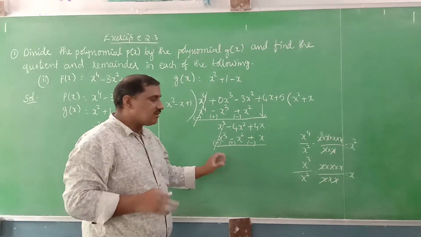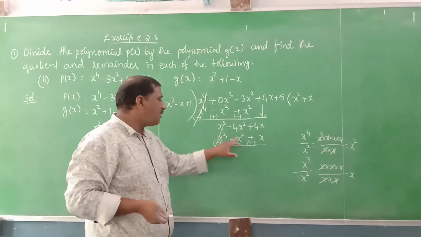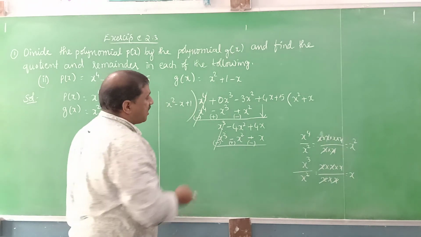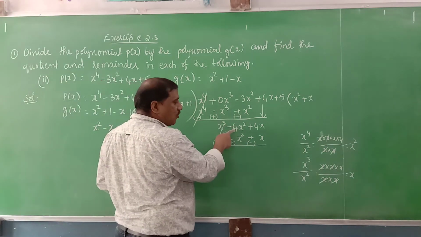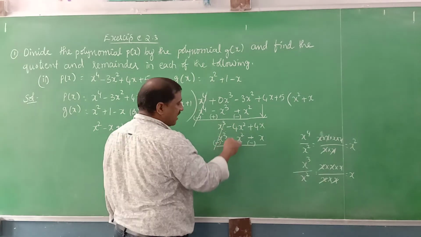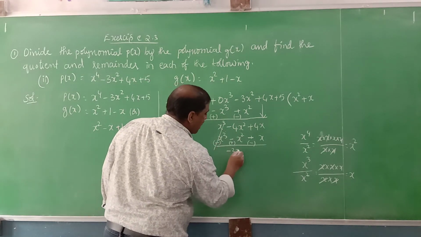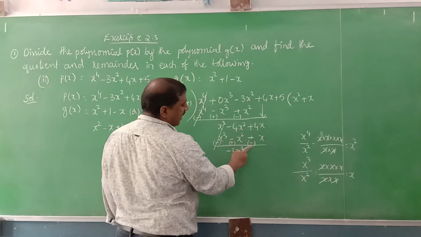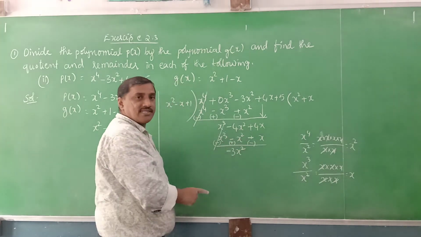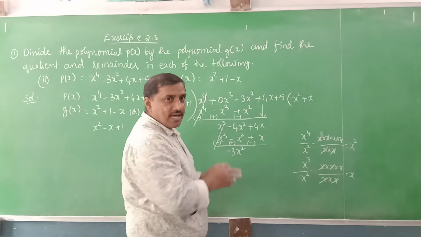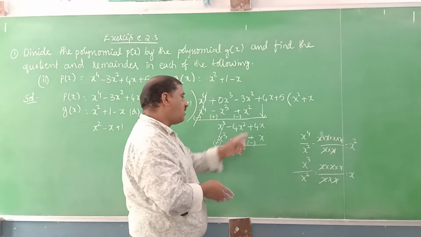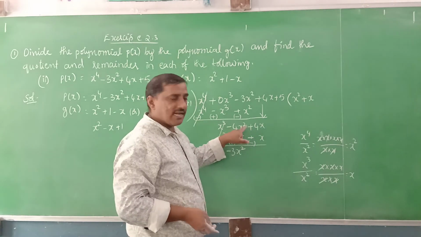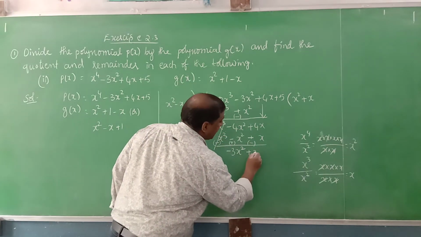Different signs are there, minus 4 and plus 1. Subtract the numbers and take the greater number's sign. So 4 minus 1 is 3. 4 is the bigger number, it has the minus sign. Therefore it is minus 3x square. Now plus 4x minus x. Minus x means minus 1x. Again different signs are there, subtract. 4 minus 1 is 3. 4 is the bigger number, it has the plus sign. Therefore it is plus 3x.